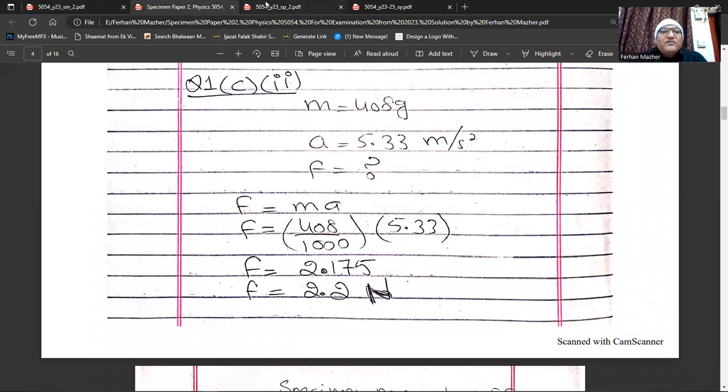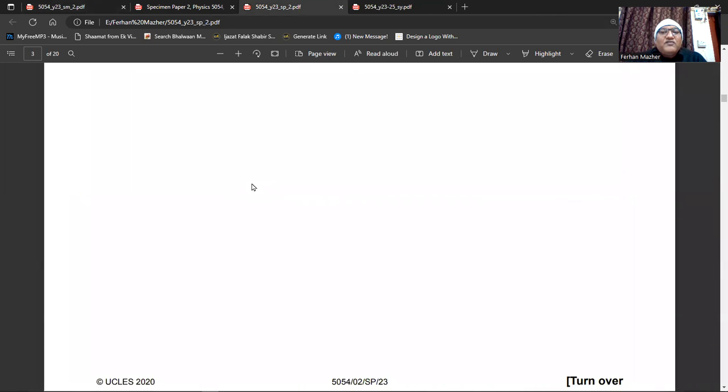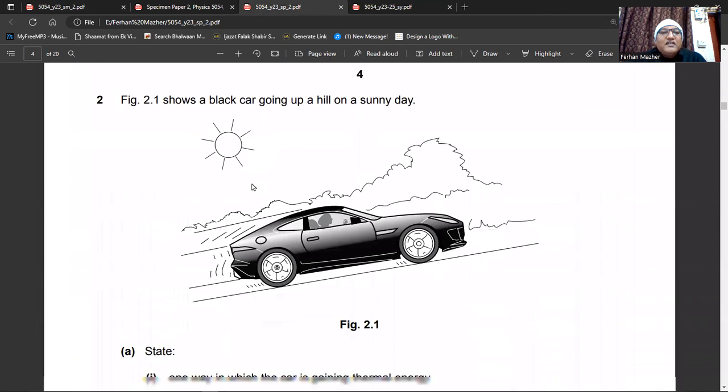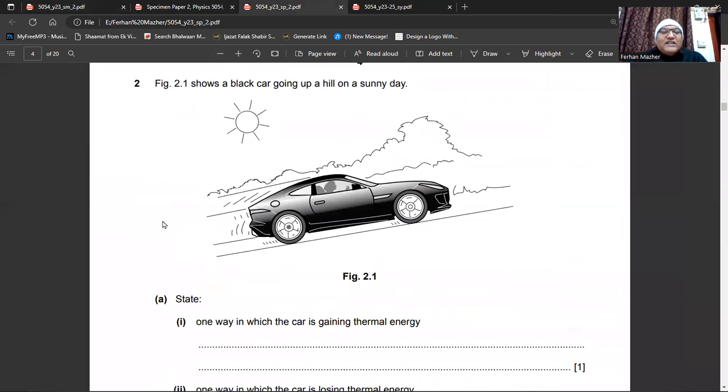So my dear students, we are done with question number 1. I hope you understand. Okay, so we are on the next question, and that is question number 2. It says figure 2.1 shows a black car going up a hill on a sunny day. State one way in which the car is gaining thermal energy.